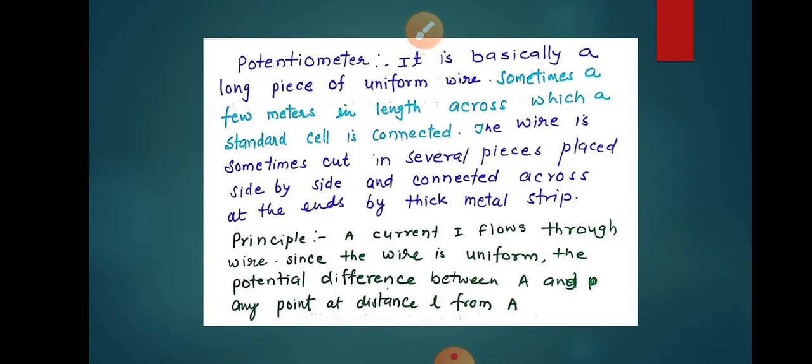Potentiometer is basically a long piece of uniform wire, sometimes a few meters in length, across which a standard cell is connected. The wire is sometimes cut in several pieces and placed side by side and connected across the ends by a thick metal strip. Sometimes 10 wires are used.